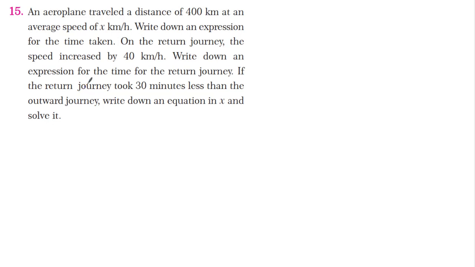An airplane traveled a distance of 400 kilometers at an average speed of x kilometers per hour. Write down the expression for the time taken. Well, velocity, as you know in physics, is the distance over time. We know the distance is 400, we know the speed, so the time is the distance over velocity. For us, it's going to be 400 over x.